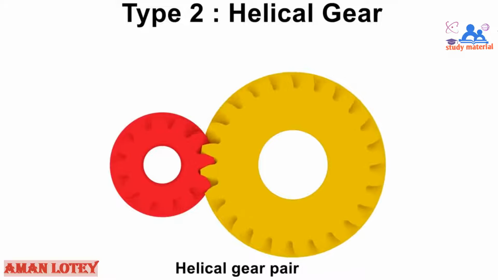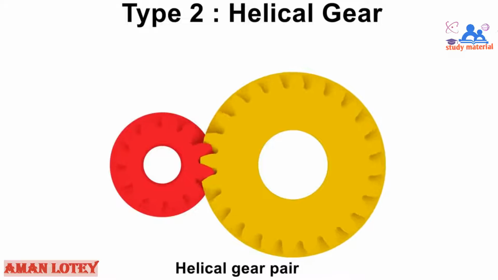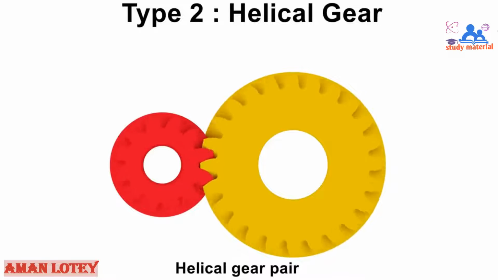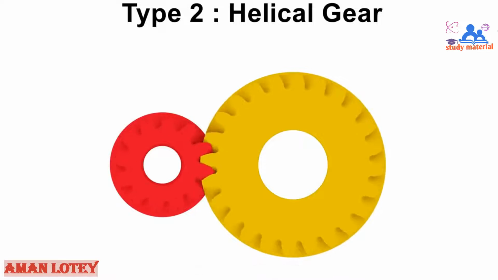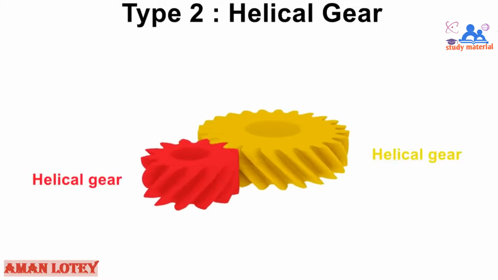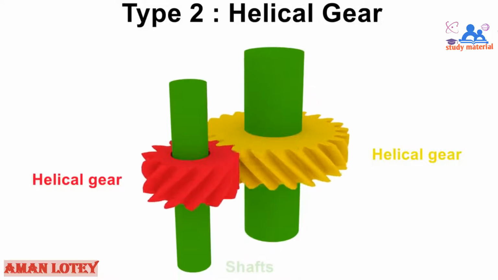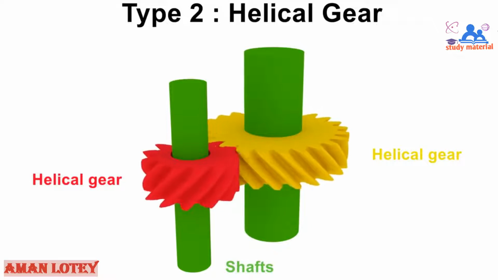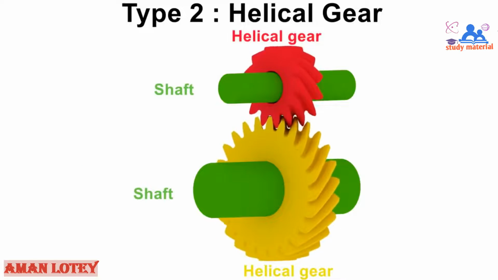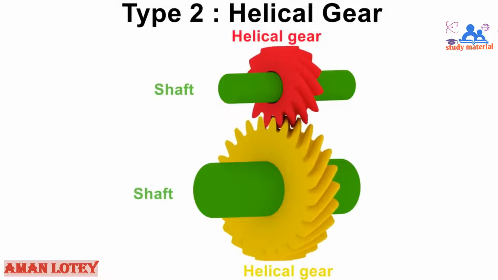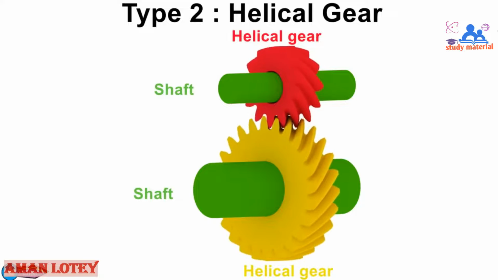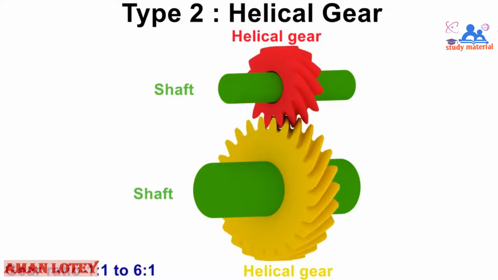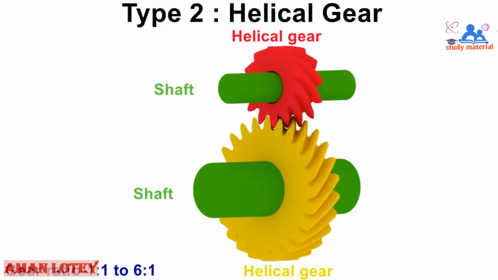Second is helical gear. The gear whose teeth are inclined to axis is known as helical gear. These gears are used to transmit the power and motion between two parallel shafts. We have discussed this gear pair also. If you have not seen the video of constant mesh gearbox, you can watch it. Link is in the cards. The gear ratio of helical gear is 1:1 to 6:1.